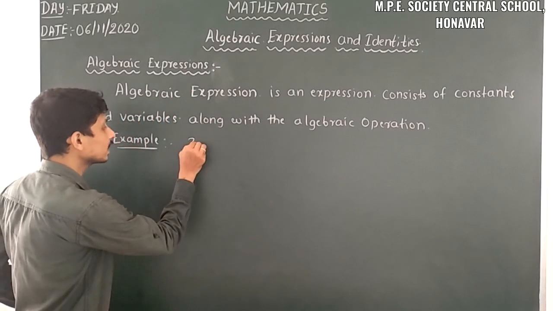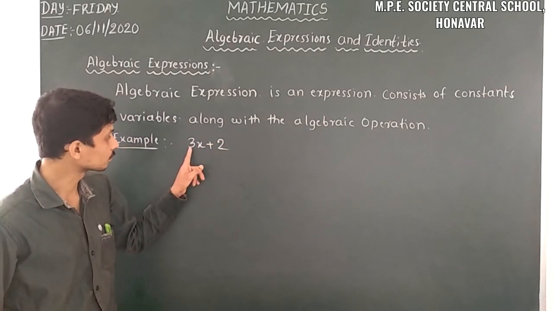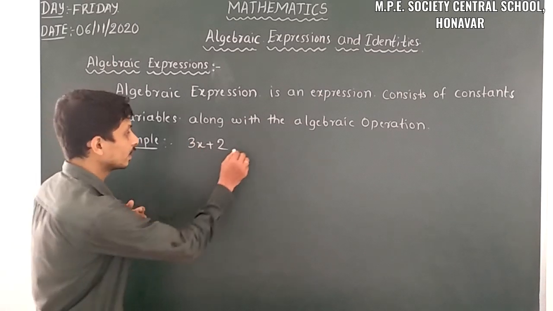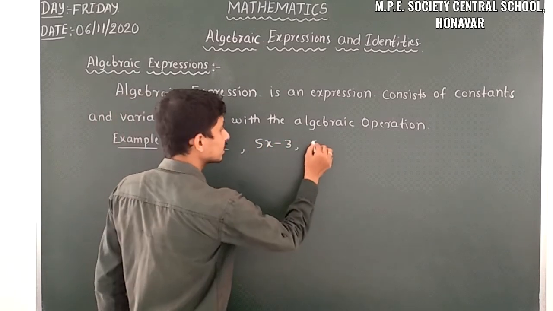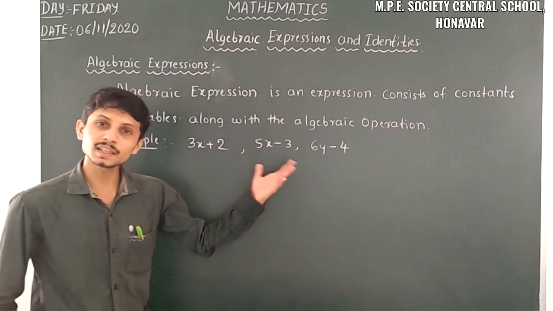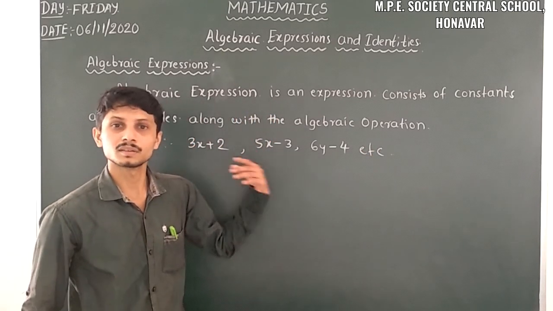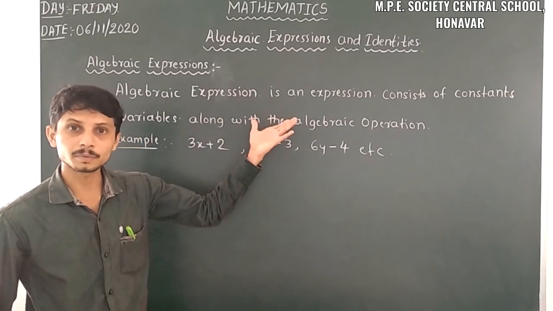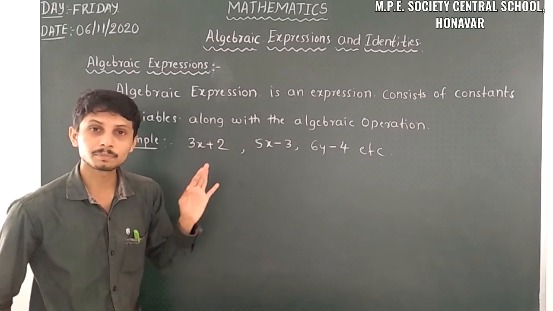For example, I will take 3x plus 2. Here just observe, 3x and 2 along with the algebraic operation addition, and 5x minus 3 and 6y minus 4. These are examples we can take. There are many examples, whatever example you can take, it belongs to the algebraic expression. So let us consider one of them: 3x plus 2.